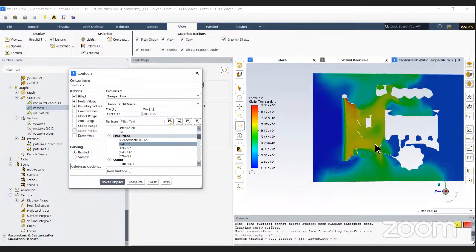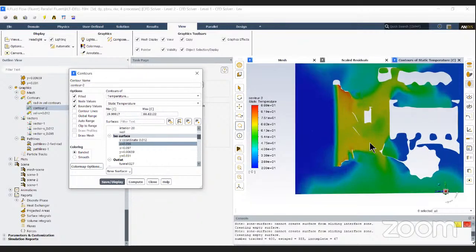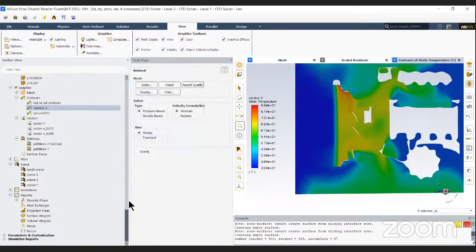So this is not a converged solution, so take the solution with a grain of salt. But the idea is that depending on the flow velocities and vectors, you would be able to detect any issues with the cooling package that you have selected.